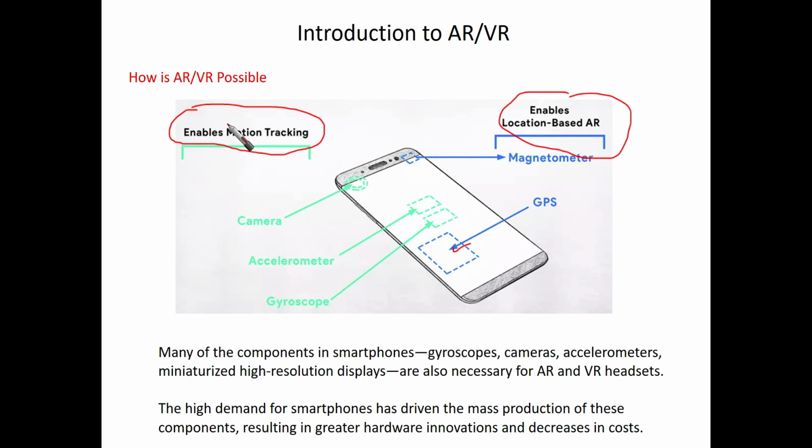So location, motion, and these kinds of things are most of what is needed for making AR VR software, applications, and products, right? So that's why we say many of the components that the smartphone has, for example gyroscopes, cameras, accelerometers, and miniaturized display devices, are the essential parts of AR VR headsets. And because the demand for smartphones is huge, mass production of these components became easier.